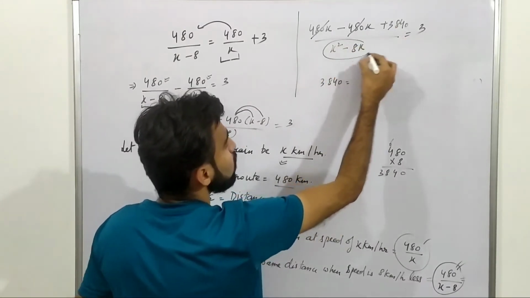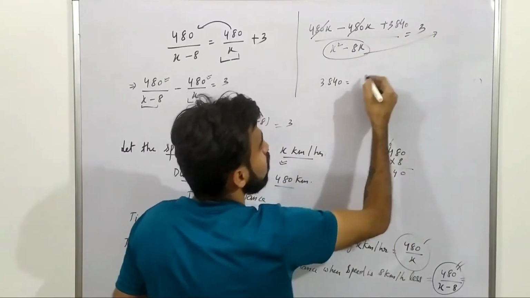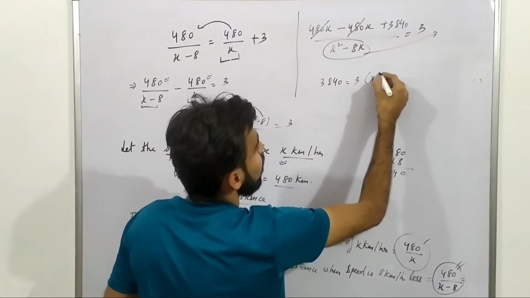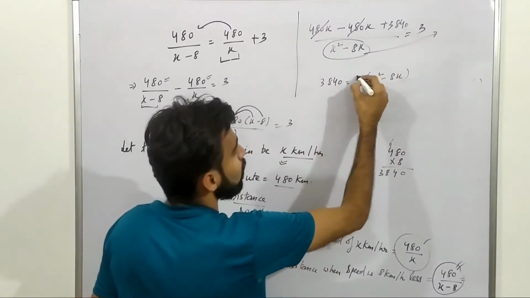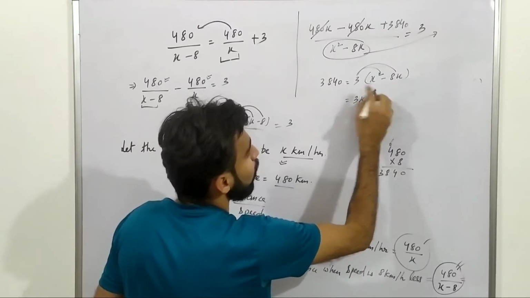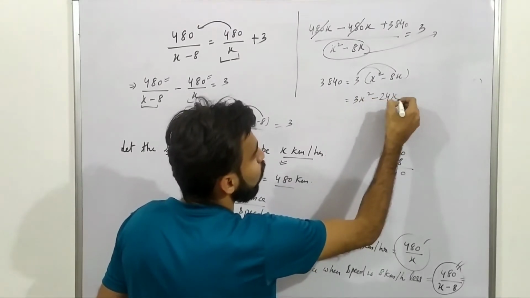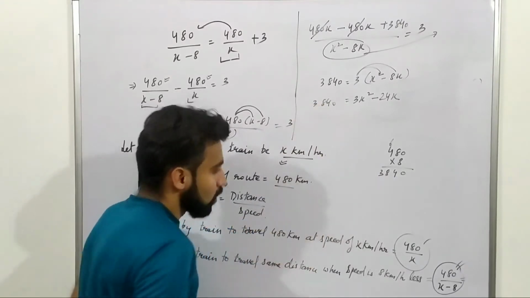Now I will transfer this denominator over to the right hand side. So they will multiply. So 3 bracket x square minus 8x. Right? Now if I just multiply this with both values, so that will be 3x square minus 3 8 is 24, that is 24x. Now this 3840 will be as it is.